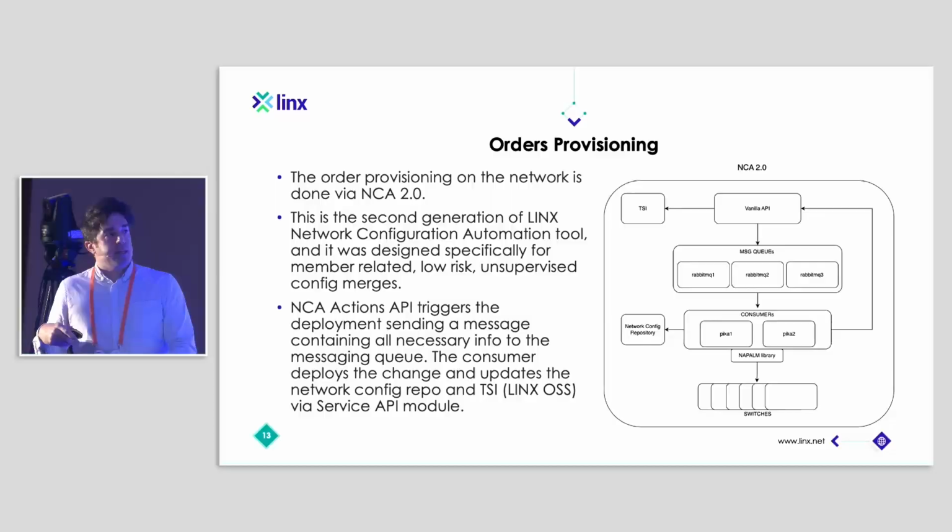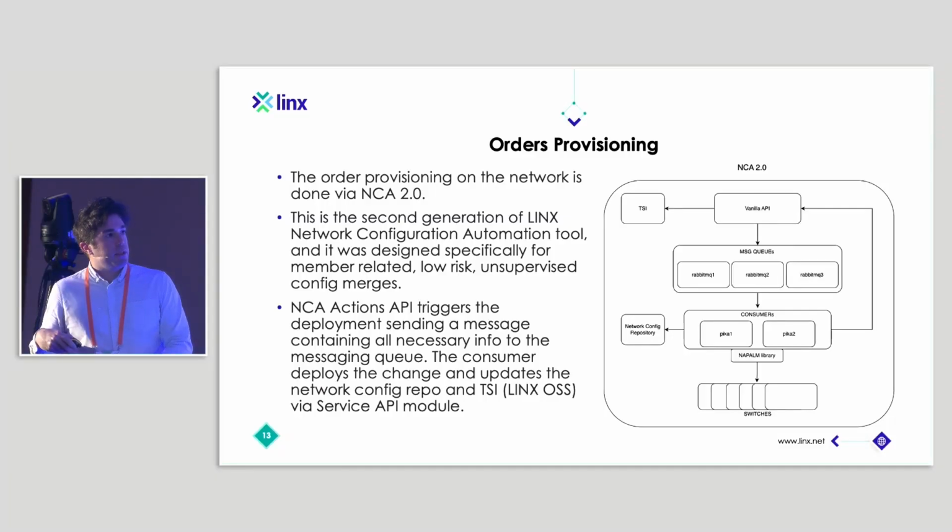Once that's done, the network config repository is updated with a git commit, keeping track of the changes and also keeping the system consistent with the other automation platform, making sure that they don't go out of sync. It also calls the vanilla API, in this case the service APIs, to update the technical service inventory, which is the operation support system at LINX, so the database that stores all the technical admin status of all the services. And yeah, that's pretty much it.